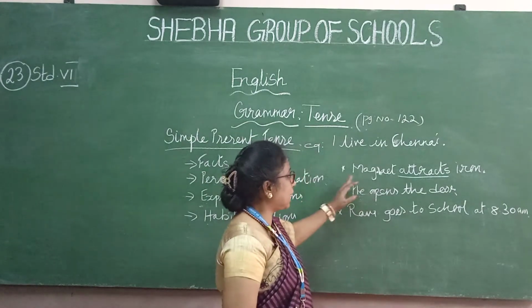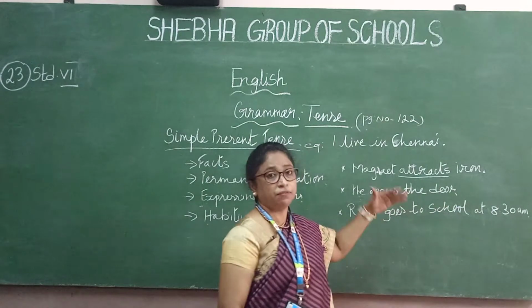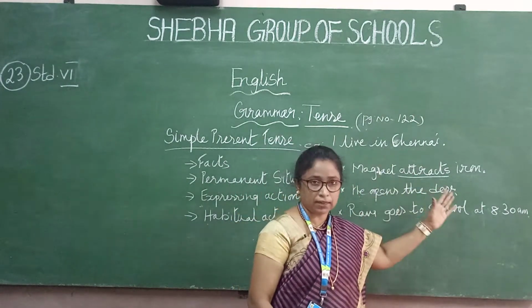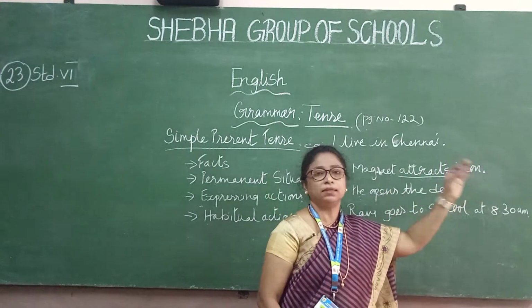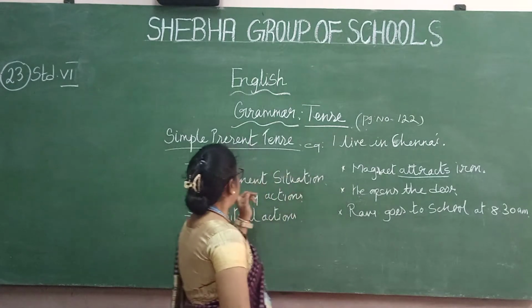Now, can we say magnet attracted? No. So it is attracts. It's a fact. We cannot change it into past tense or future tense. This is a fact. So magnet attracts iron is a fact, and that kind of sentence is simple present tense. Okay. Next one, permanent situation.